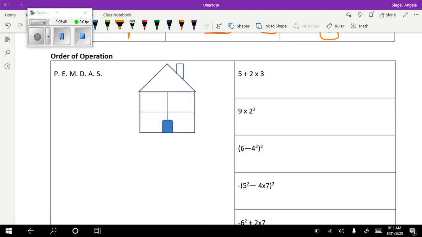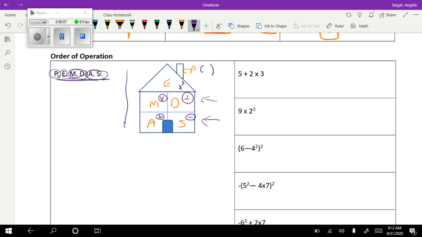Okay, so order of operations. I created this little visual to help me. When you're simplifying, you're going to follow PEMDAS or order of operations. This is how we remember it: please excuse my dear Aunt Sally. If you'll notice, these are on the same level. And so when I'm simplifying, I'm going to go down. But if I'm solving, I'm going to work from the bottom up.